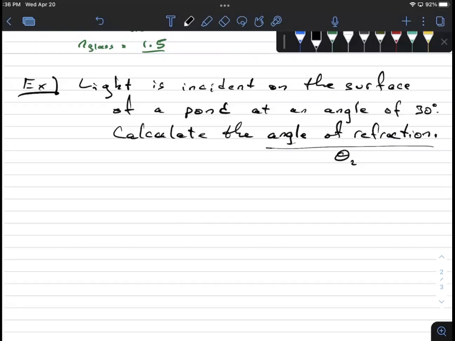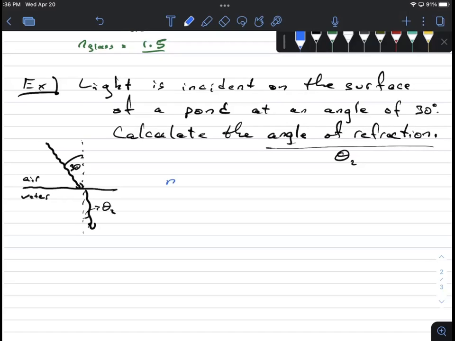So if I were to draw it, here's a drawing. Here's the water. Here's the air. Light's coming in. Here's the normal line. This first angle is 30 degrees. That's the angle it's coming in with. And it'll bend somewhat. And I want to know what is this theta 2. That's the picture for this question. That's what you should visualize when you read this question.